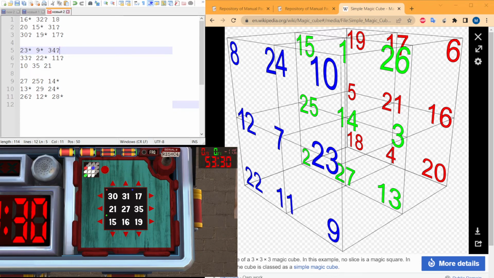Okay, front has 30, 31, and 17. We did not use 32. Okay. So the 3 numbers not present here are 21, 27, and 35. Okay, they're all in the top row. Let's go to the next square.